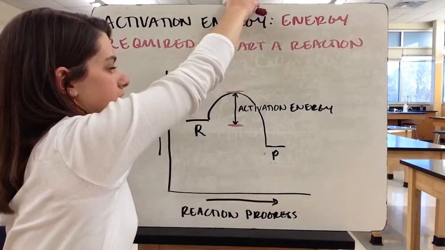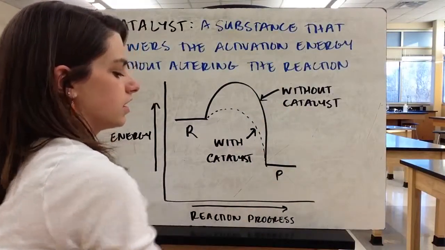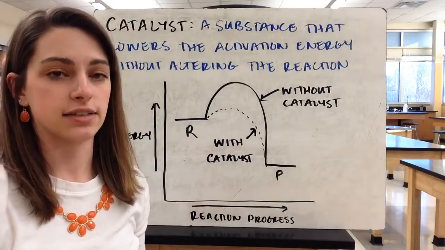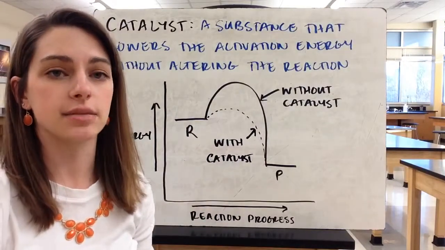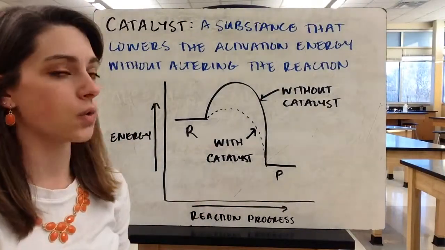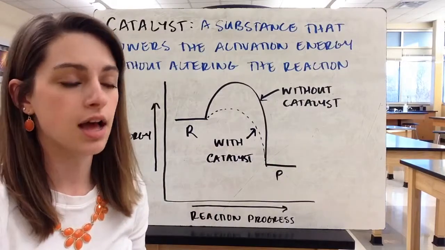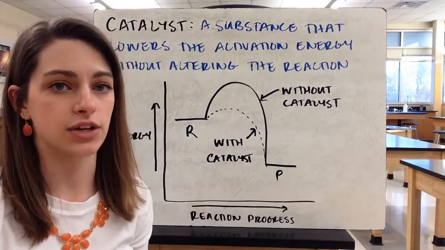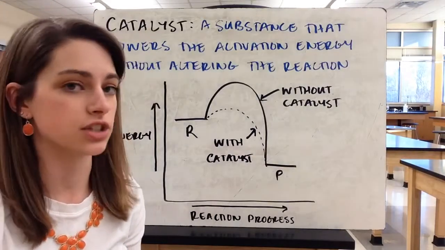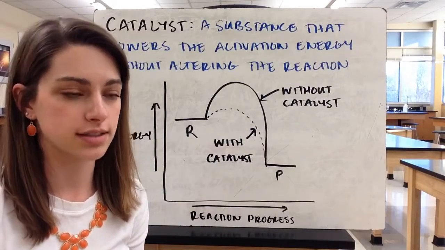Let's look at how we can adjust the activation energy. If you want to change the activation energy for a reaction, you need something called a catalyst. A catalyst is a substance that lowers the activation energy, so it makes it easier to get a reaction going. But the catalyst is not actually involved in the reaction. It doesn't change anything about how the reactants change into the products.